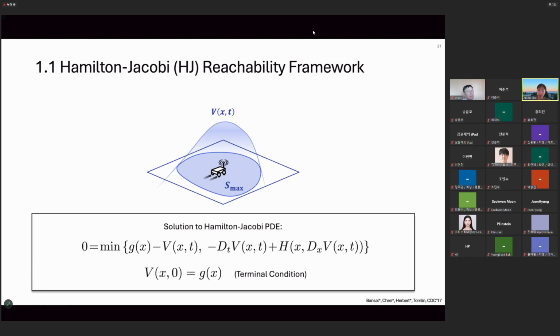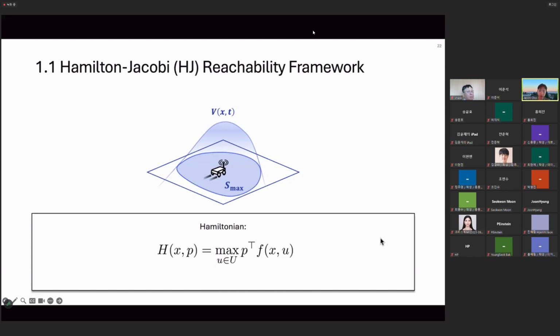But in the beginning, I mentioned that the robot is subjected to its dynamics. So where is the dynamics in this equation? So the dynamics is within this H term, which is called the Hamiltonian of the Hamilton-Jacobi PDE. So the Hamiltonian looks like this, and this P is basically representing the gradient vector of the value function. The more important thing here is that it is multiplied with the dynamics here. So this is where the information of our dynamics is used.